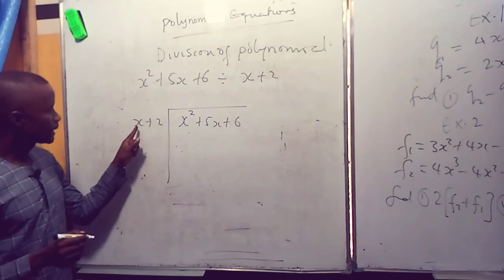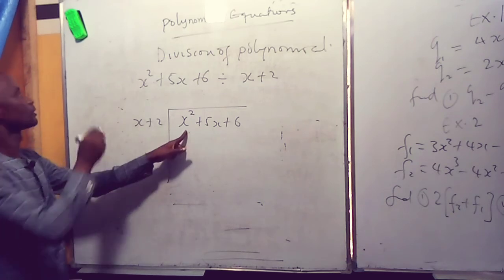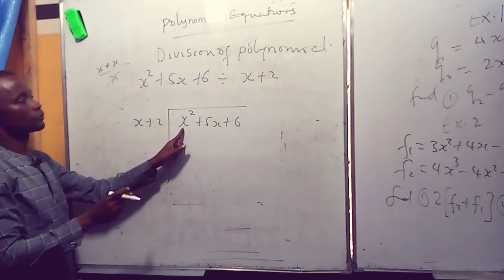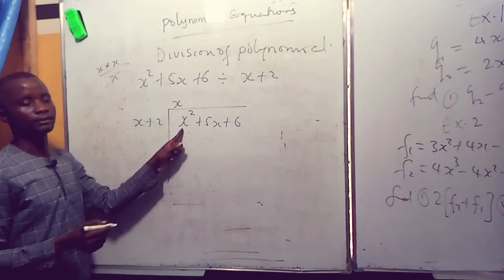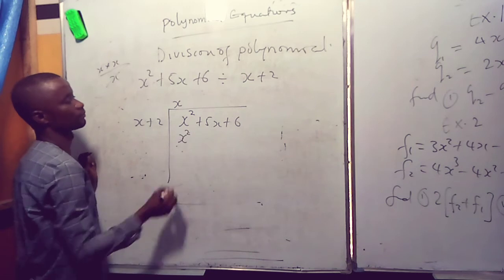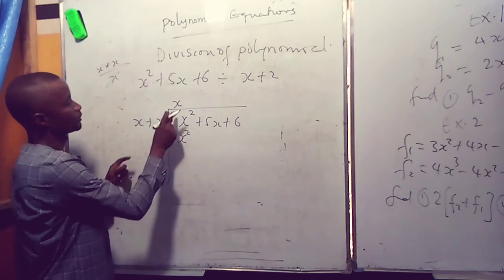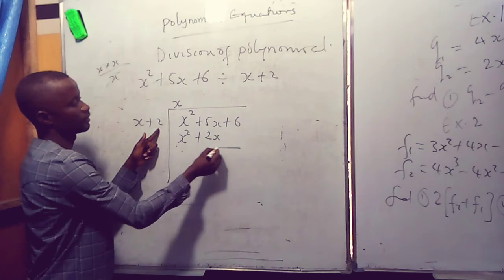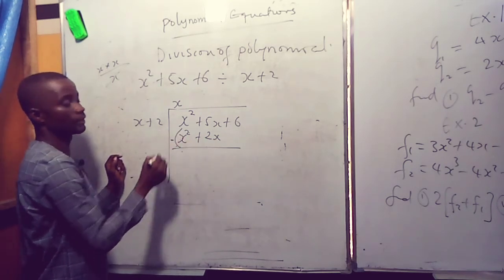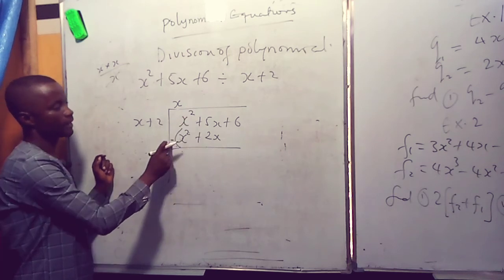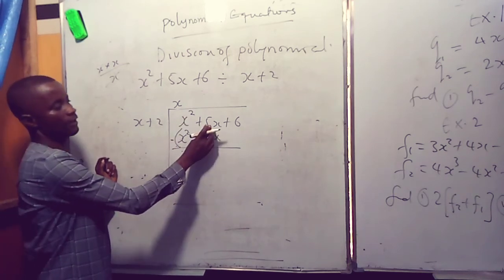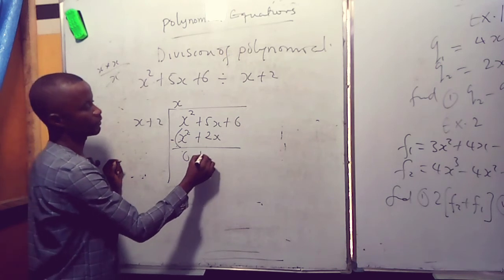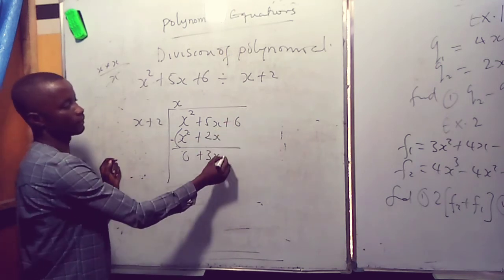The first step: how many times does x divide x squared? x times x is x squared, divided by a single x. How many times? Just one, that means x. x times x is x squared, and x times plus 2 will be plus 2x. Then you open the bracket and put minus. x squared minus x squared is 0. 5x, minus times plus is minus, 5x minus 2x is plus 3x. Now this value comes down, plus 3.